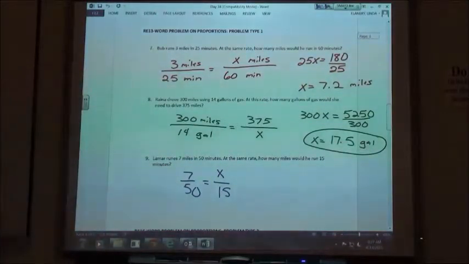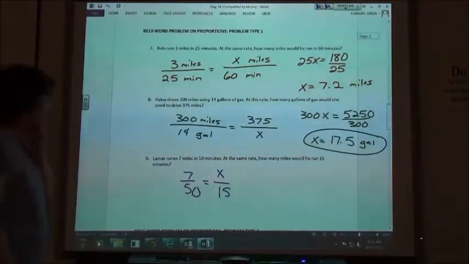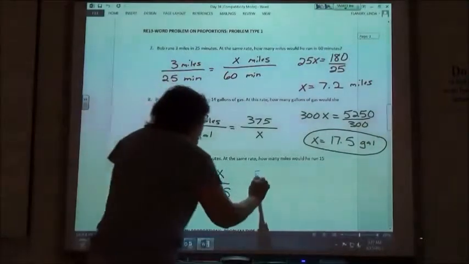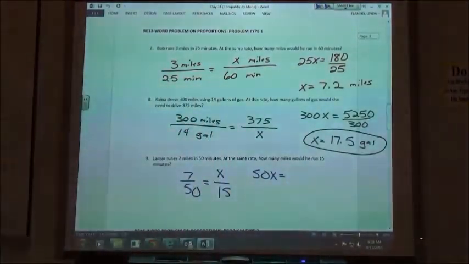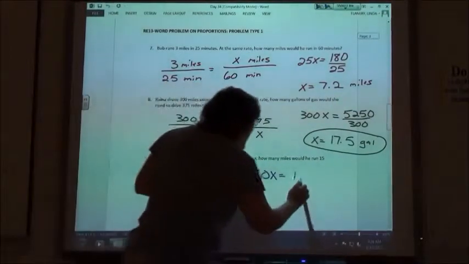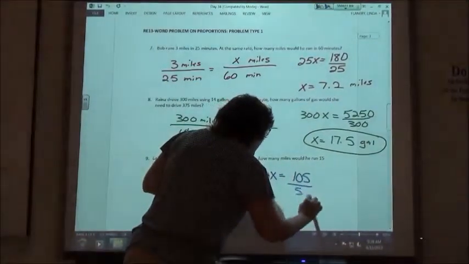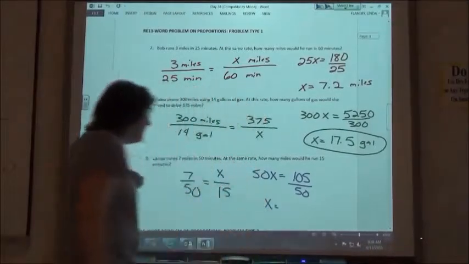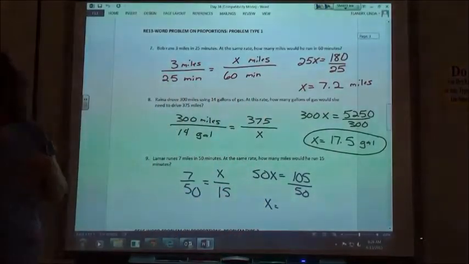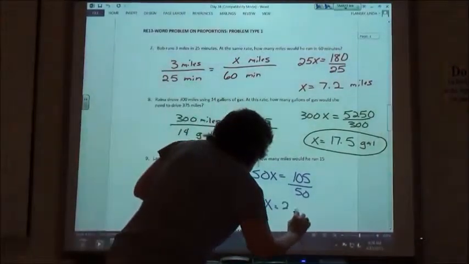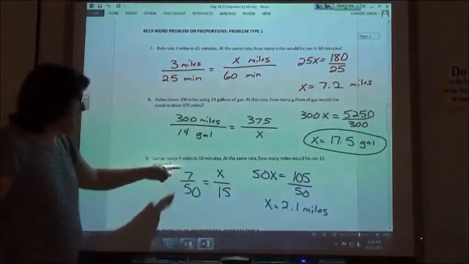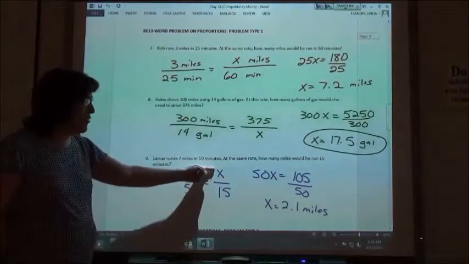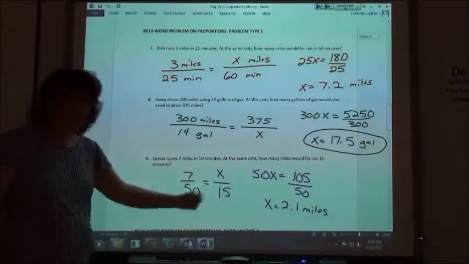So if we cross multiply, we would get 50x equals 105. And when we divide, 2.1 you said? Yes. So 2.1 miles. If I go 7 miles in 50 minutes, I'm only going to make it 2.1 miles in 15 minutes.